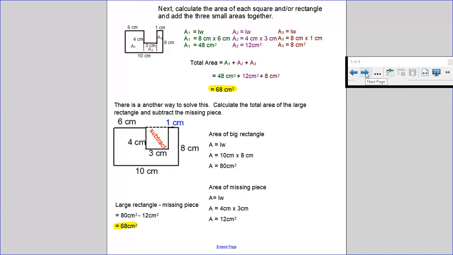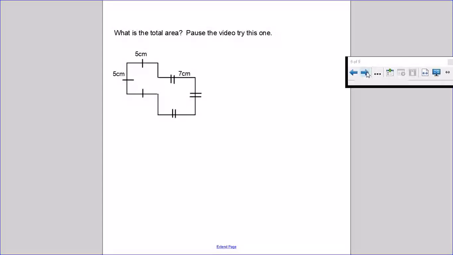There's a third way to do it. Calculate the total area of the large rectangle. So just take the entire 10 by 8 and get 80 centimeters squared. And then subtract the missing piece, in this case a 4 by 3, so 12. So large rectangle, 80 minus the missing piece, 4 by 3 is 12, gives us 68 centimeters squared. So you can do any of those and get the same answer.